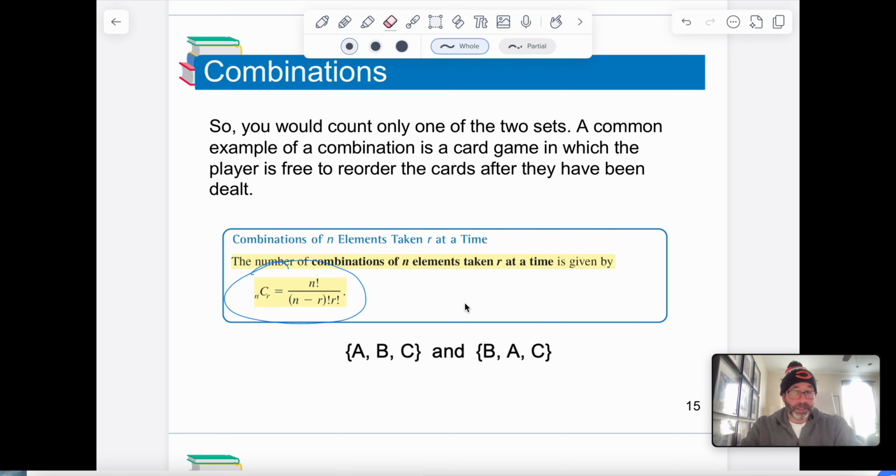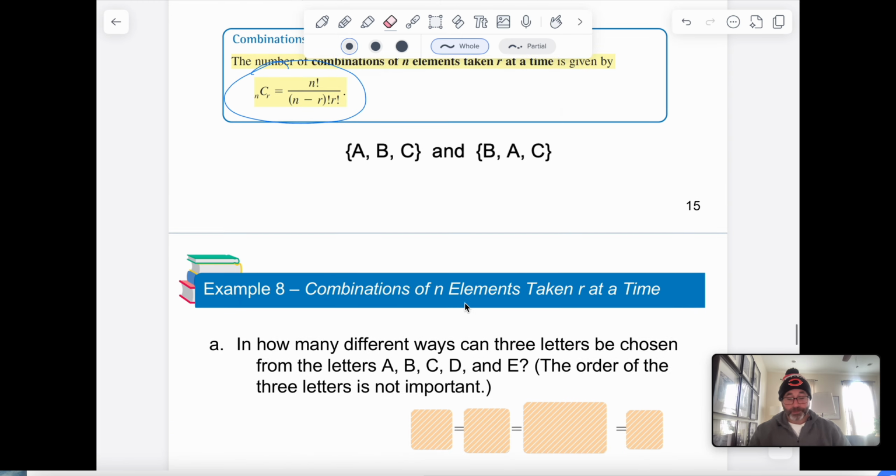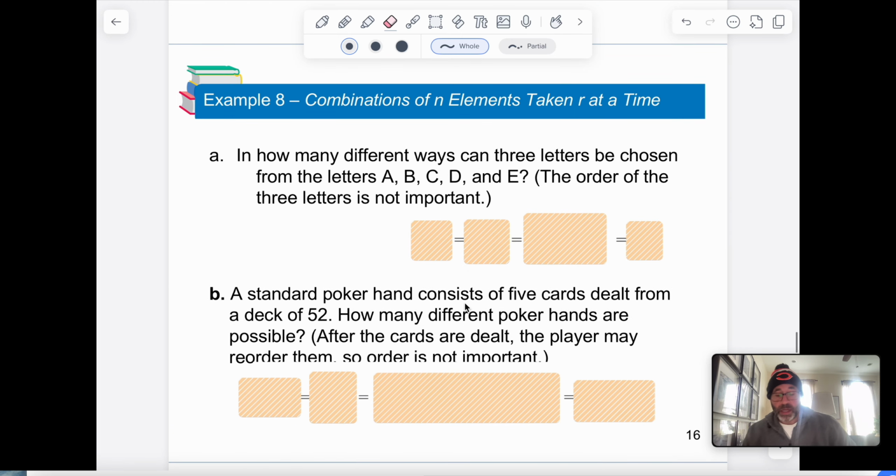It's the same thing. So when we do combinations, we should get numbers that are vastly smaller than permutations because we're eliminating the redundancies that take place. I'll give you an example. So for a combination, it says, in how many different ways can 3 letters be chosen from A, B, C, D, E? The order of the 3 letters is not important. Remember that A, B, and C is the same as C, B, and A.